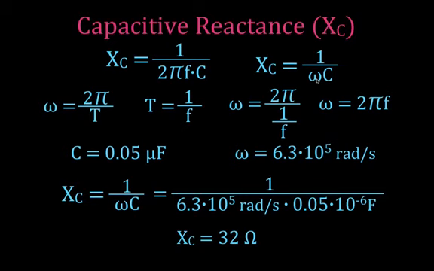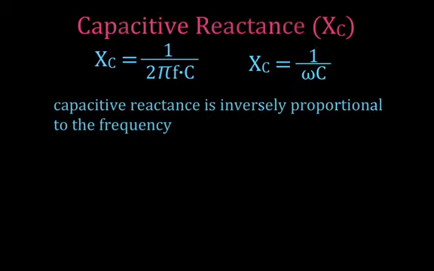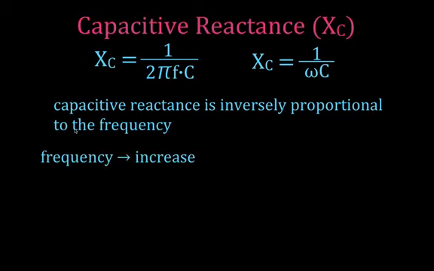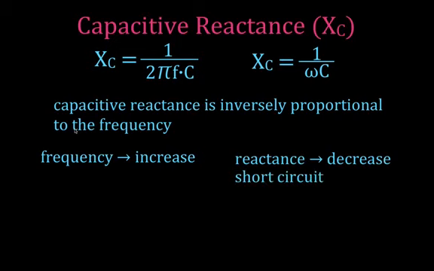All right, now I just want to go over the relationship between the frequency and the capacitive reactance. You'll notice in this case, the frequency is on the bottom half of this fraction. That tells you that the frequency and the capacitive reactance are inversely proportional. That means as one goes up, the other goes down. For example, if we increase the frequency, then the reactance, the opposition, is going to decrease. And if we increase it enough, then the capacitor begins to act like a short circuit, like a wire.